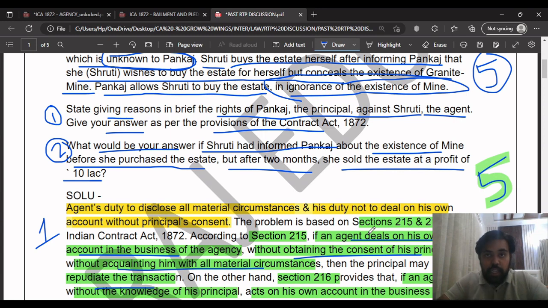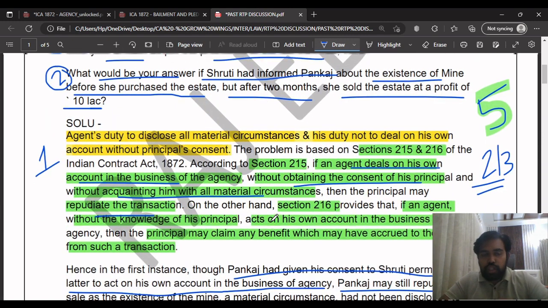But what happened is, the agent did not disclose the existence of the mine. She concealed that information from the principal. So now the principal can repudiate the transaction, cancel the transaction of sale, since the existence of the mine is a material circumstance which the agent concealed from the principal. That is the answer for question number one.